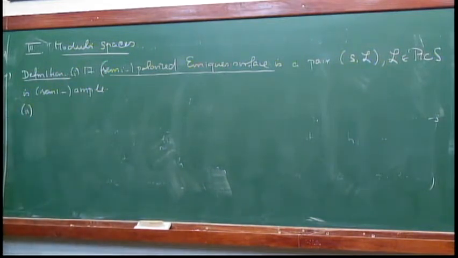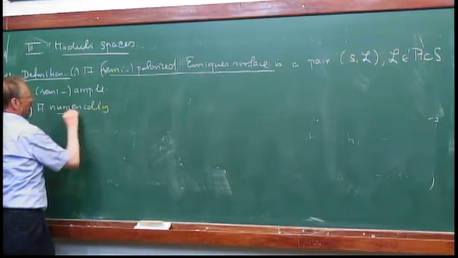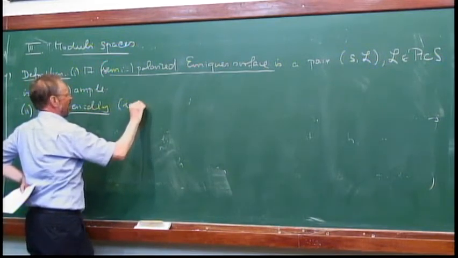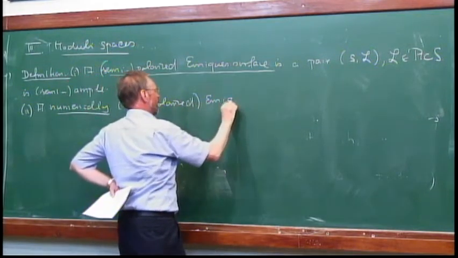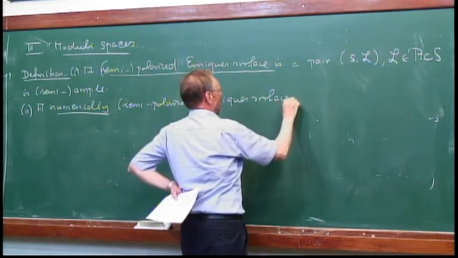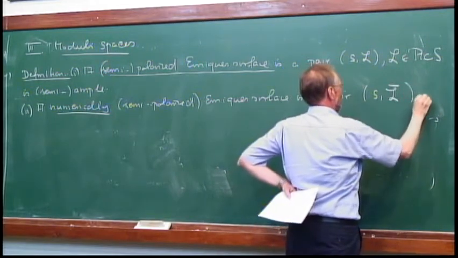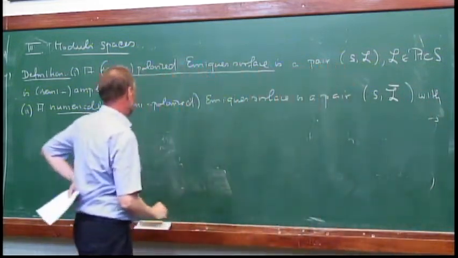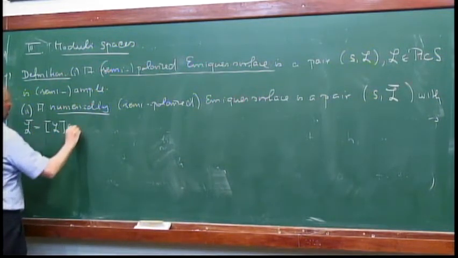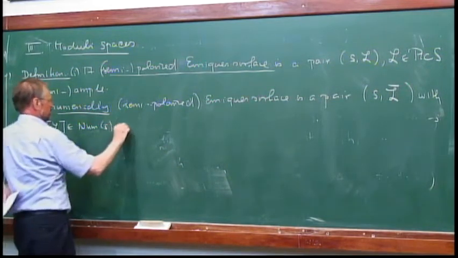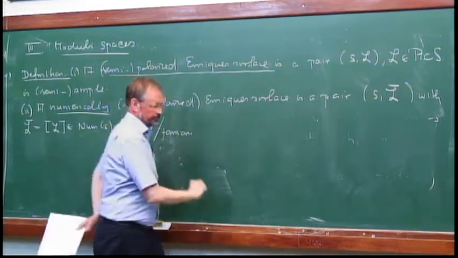The second definition is a numerically semi-polarized Enriques surface is a pair SL bar, where the L bar is the class defined by L in num of S, which is NS of S modulo its two torsion. Okay?